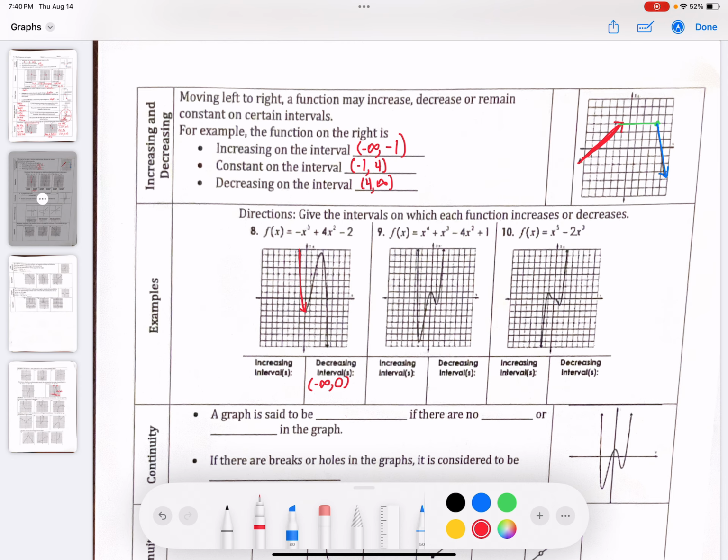Then from 0, let me change my color here. From 0 up to this point here, we are increasing. So that interval is going to be 0 and roughly 2.67. Then we are decreasing again from 2.67 to infinity.